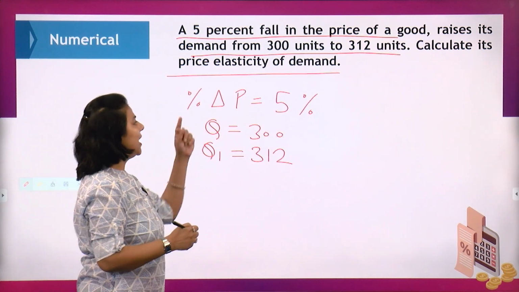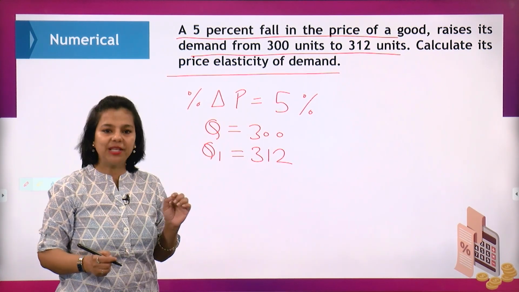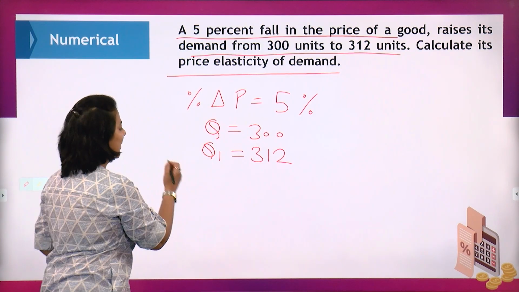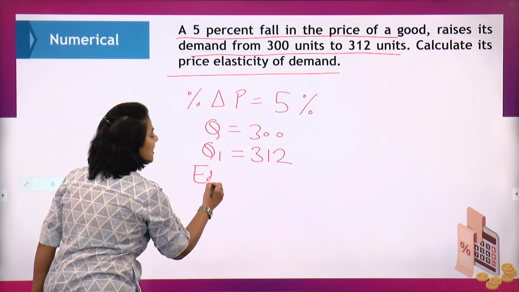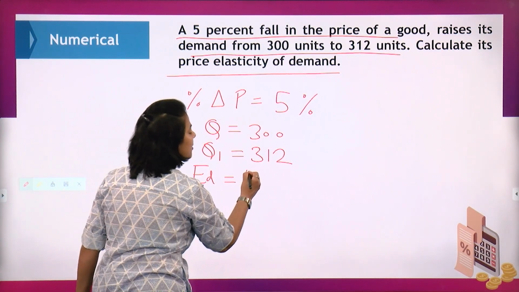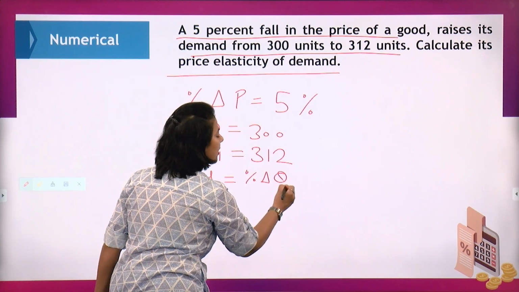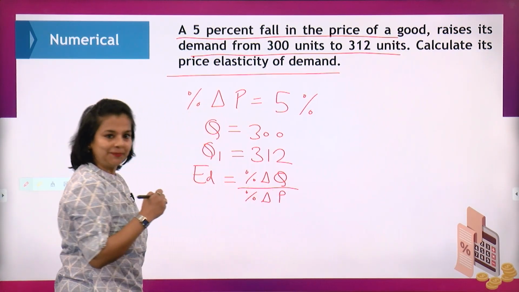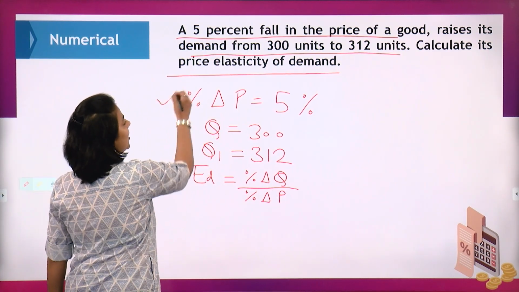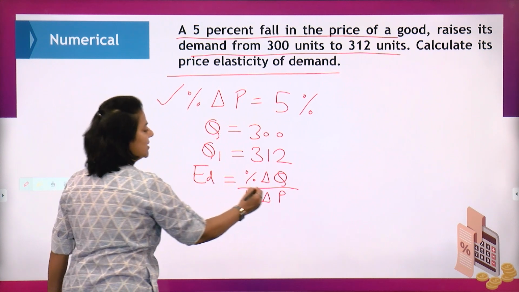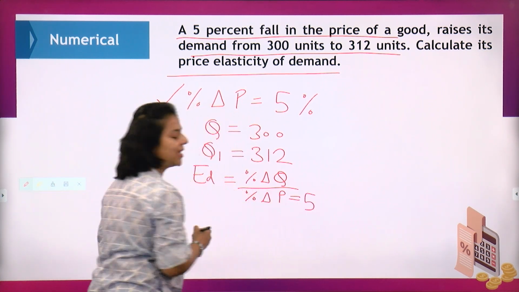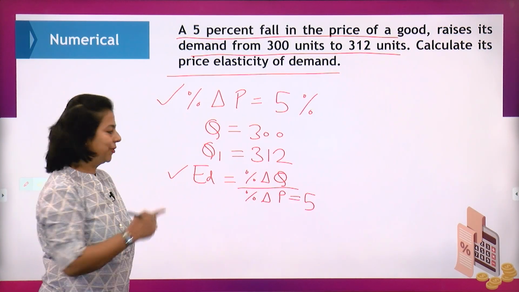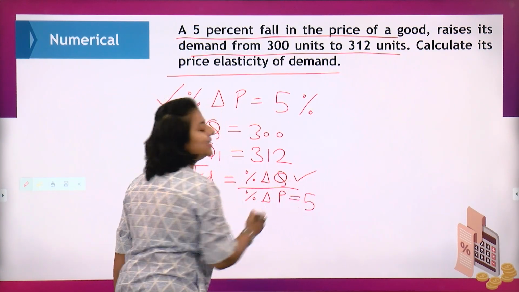अब इस क्वेश्चन में हमें एक वैल्यू परसेंटेज की फॉर्म में दी हुई है. सो हम कौन सा फॉर्मूला यूज करेंगे? परसेंटेज वाला. सो this will be price elasticity of demand is equals to percentage change in quantity demanded divided by percentage change in price. Now, percentage change in price is given to us as 5. So, this is given to us as 5 and we need to calculate price elasticity of demand. For that, we also need this value.